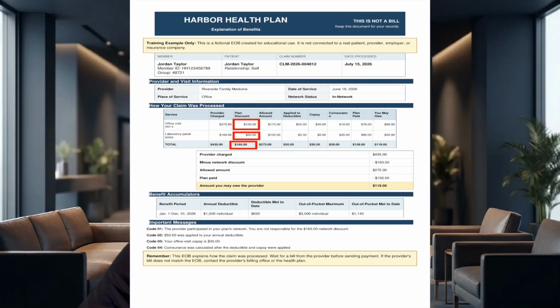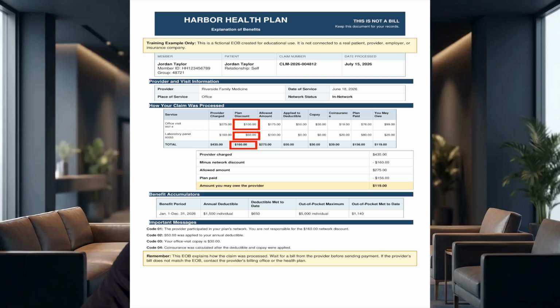Step 4, understand the network discount or the contractual adjustment. Now let's look at the plan discount column. This is sometimes, like I said, called the contractual adjustment or network discount. So for the office visit, the discount was $100. For the lab panel, the discount was $60. Together, the provider writes off $160.